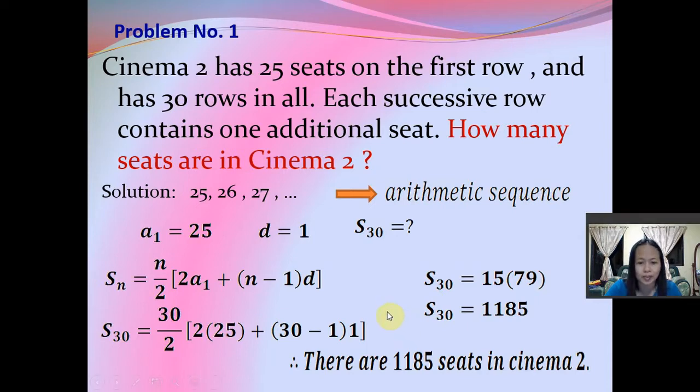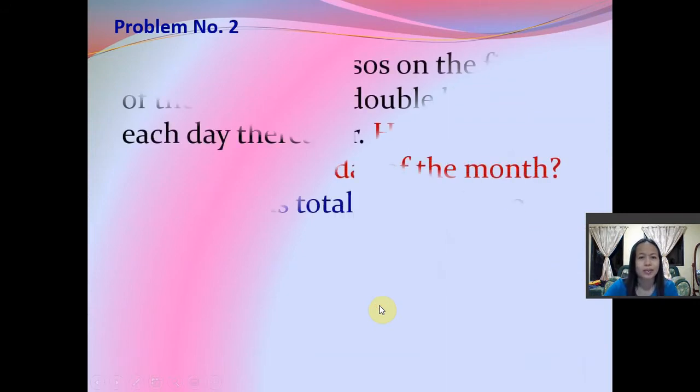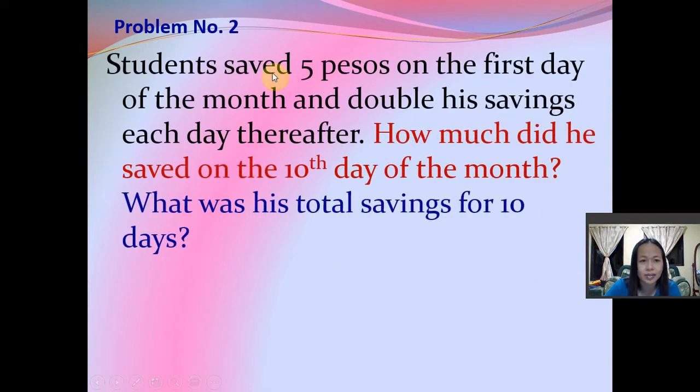How about the second problem? Okay, let's have number 2. A student saved 5 pesos on the first day of the month and doubled his savings each day thereafter. Take note, each day thereafter, he doubled his savings. How much did he save on the 10th day of the month? And what is his total savings for the 10 days?